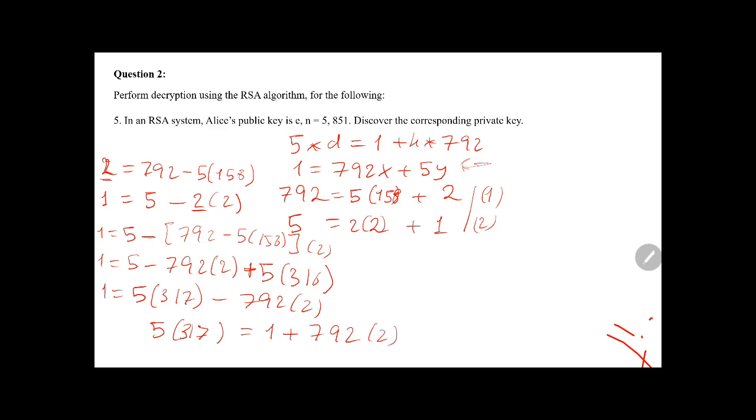So now we know that our private key, which is D, is equal to 317, which is the one next to 5 here, and we know that our K is equal to 2, which is the one next to the 792 here. And that's it. We are done with our tutorial. See you next tutorial. Thank you.